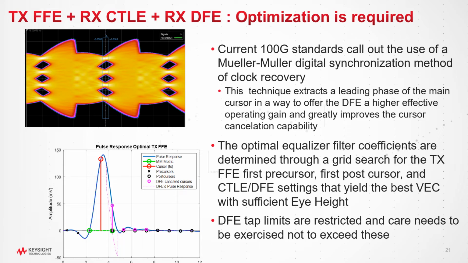When the signal is too degraded at the input to the DFE, as we see, the options are to apply a stronger transmitter FFE or a stronger CTLE or both. Optimizing this manually is difficult and time consuming, but we have tools that can assist you. With 800G and beyond, it becomes very important to characterize and ensure that it covers all the corner cases and that the designs are rugged. These figures show the results after a grid search for the transmitter FFE first precursor, the first post cursor, and the CTLE settings that yielded the best VEC with sufficient eye height.